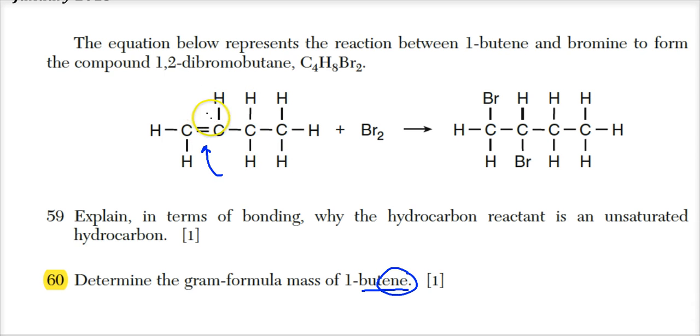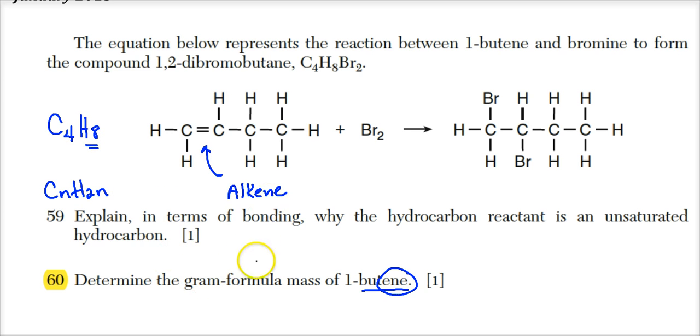So first of all, I need to have a chemical formula. Well, there's 1, 2, 3, 4 carbons, C4. And there's 1, 2, 3, 4, 5, 6, 7, 8 H's. But you probably already knew if it was unsaturated and it was an alkene, the general formula given to you in Table Q is CnH2n. That means double the amount of H's compared to the carbon.